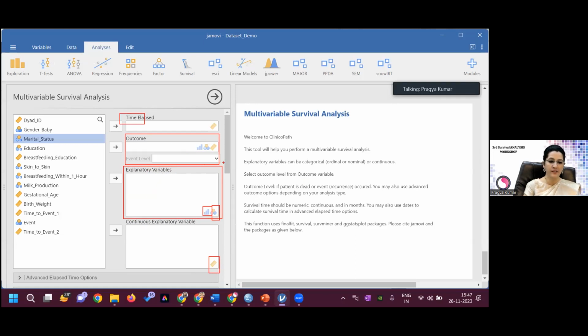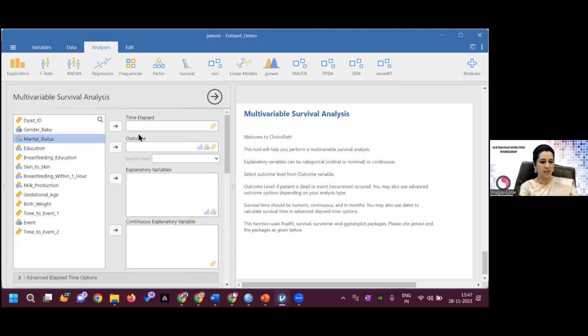Is this interface clear to you people? Can you see? This is the same. We have seen this earlier, but here in the multivariable you will see that there are two different boxes. I will enter the time elapsed here. Outcome, this is the event. For the censored, I have to show that this is the termination of breastfeeding, exclusive breastfeeding.